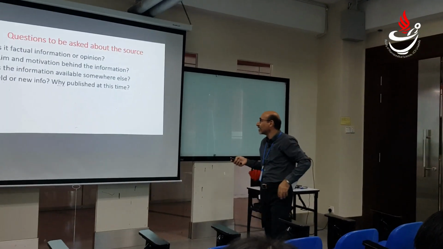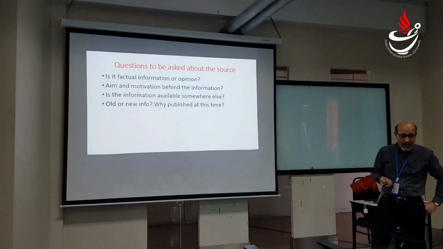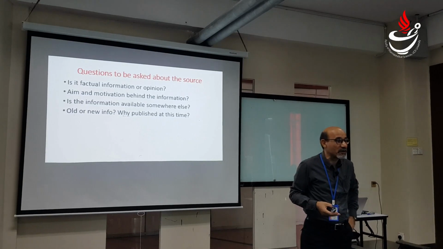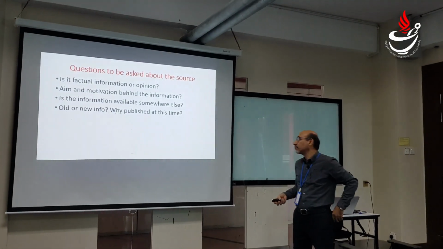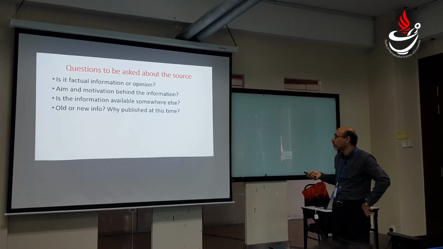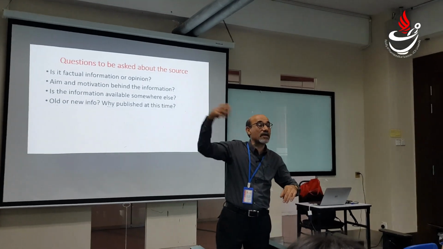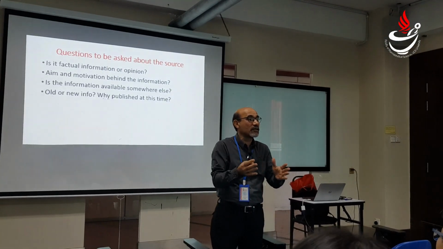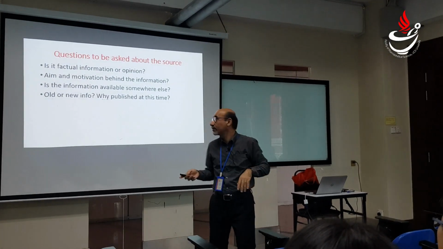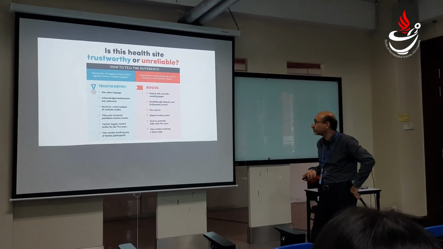So, the availability of the information somewhere else, old or new info. If the info is very old, probably more than 5 years back, then it is not much reliable. The scientific world is changing very much, and to be updated is very important. Why published at this time? Most of the time when an old issue is becoming trendy now, probably someone is getting some benefit from that. So you need to ask those questions before making a decision about whether that one works or not, okay?